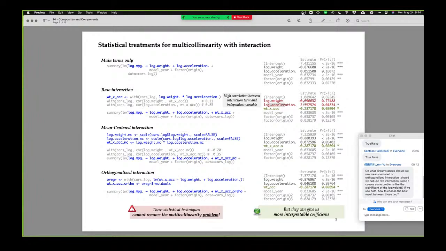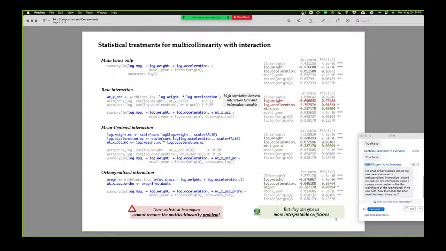All right. But if I wanted to look at all three, the weight, the acceleration and the interaction, in one regression, then perhaps mean centering, or even better, the orthogonalized technique gives me all the results I want, interpretable in a single set of regression results.